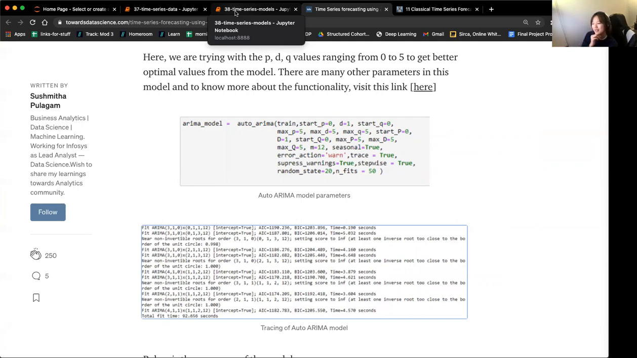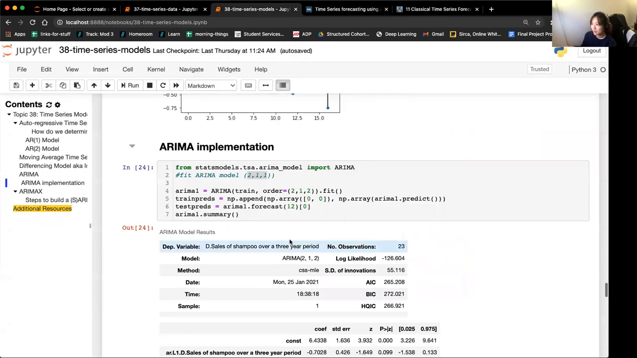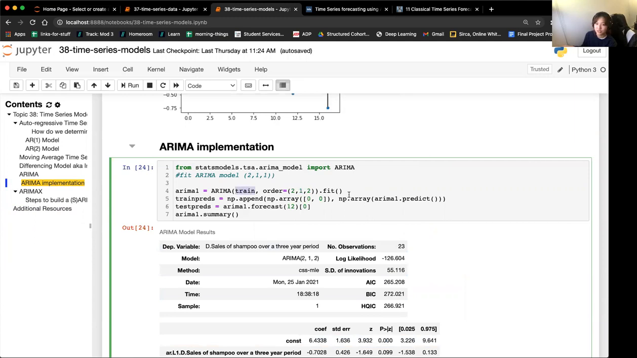And with the differencing, you actually don't have to difference your data before you feed it into the model. You see here that when I had this differencing term of 1, I still fed in the same training data, because the model does the differencing for you when you run it.